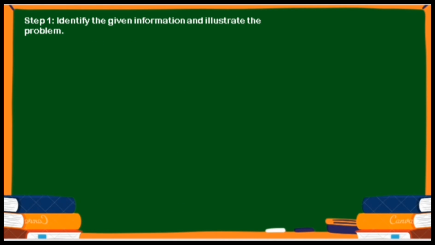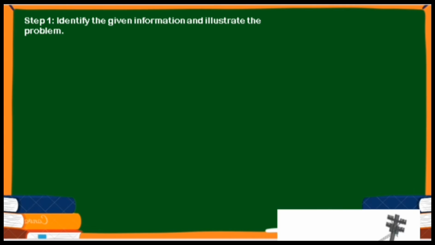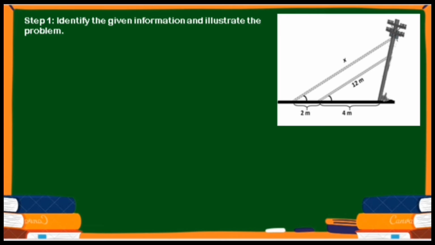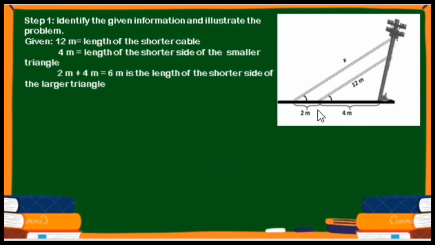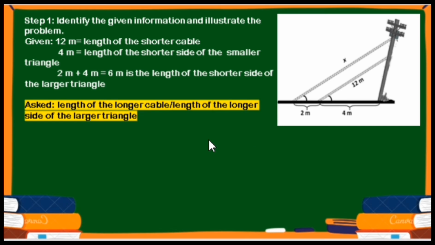Here is the solution. Step 1. Identify the given information and illustrate the problem. So here is the illustration of the given problem. So we have 12 meters as the length of the shorter cable. 4 meters is the length of the shorter side of the smaller triangle. And we have 2 meters plus 4 meters is equal to 6 meters, the length of the shorter side of the larger triangle. What is asked in the given problem?